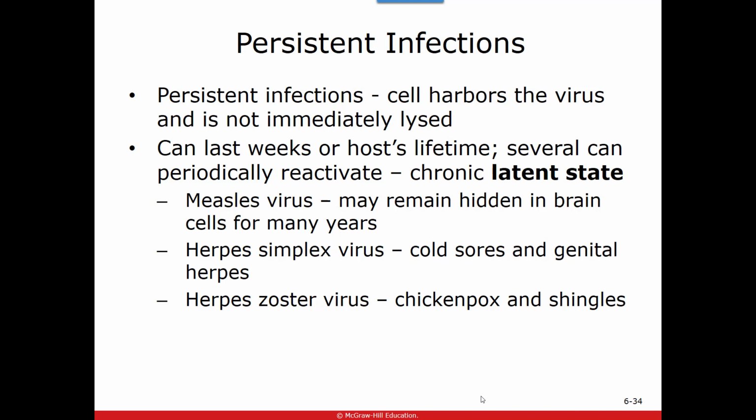The herpes zoster virus causes chickenpox and then shingles. If you had chickenpox, that virus is in your body, dormant or latent, but it can become reactivated again later on in life and cause the condition known as shingles. So it's a persistent infection because it doesn't go away. Instead, it just kind of becomes dormant, or what we call latent.